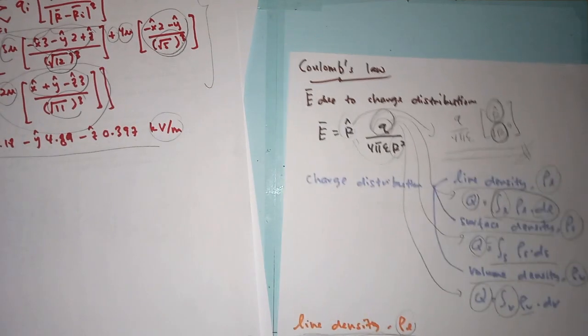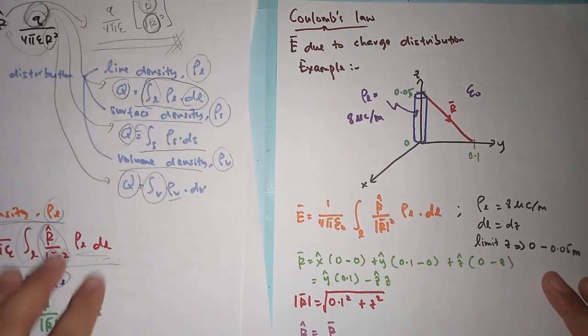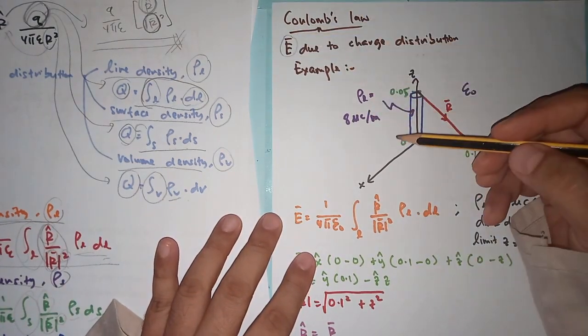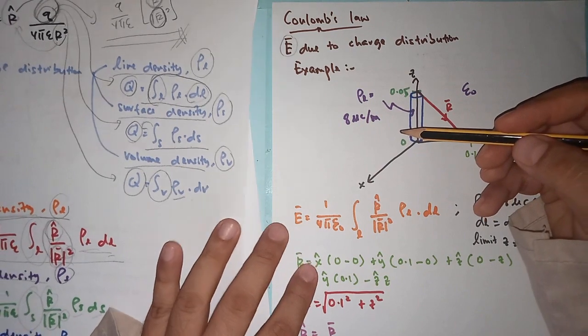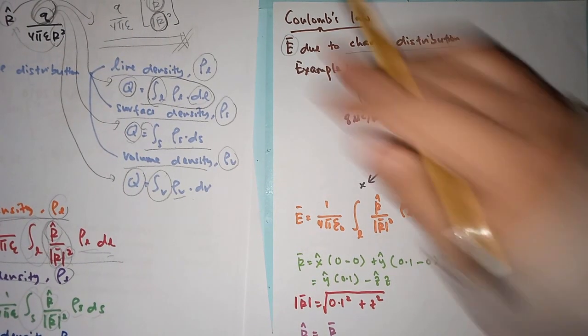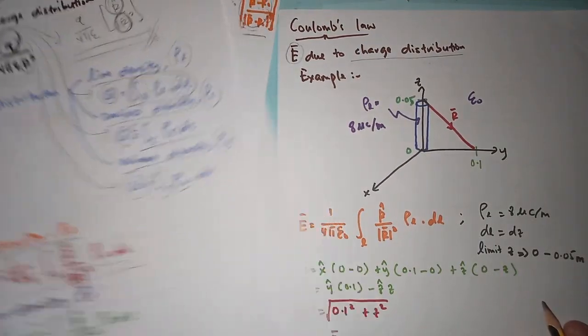Alright, let's look at another example, showing how to calculate the value of the electric field intensity due to the charge distribution, or due to the density value of charge.